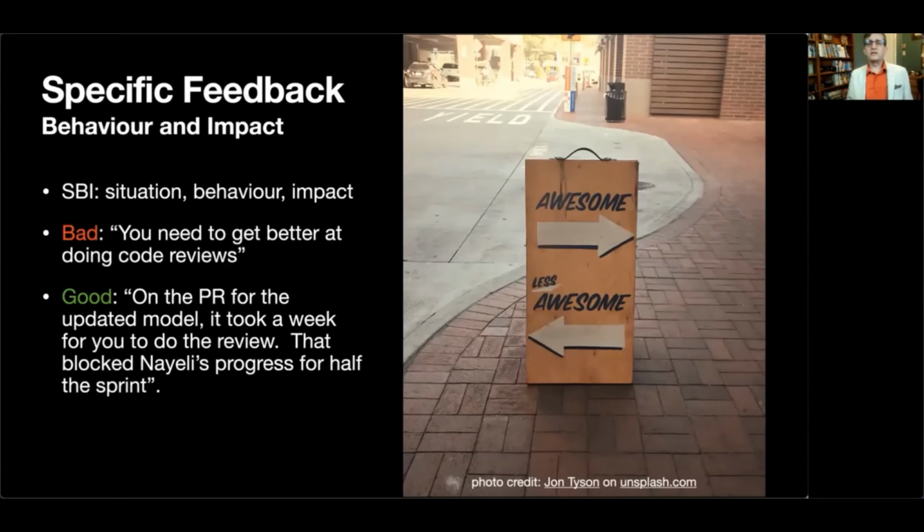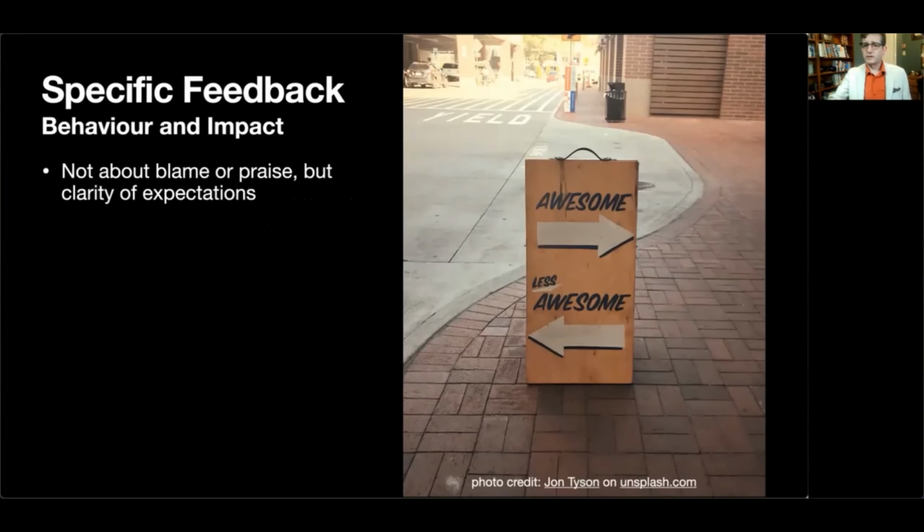Or rather than "you need to be better at doing code reviews," say, "On the PR for the updated model, it took a week for you to do the review. That blocked Mayeli's progress for half the sprint." None of this is about blame or praise. It's about clarity of expectation and nudging people towards those expectations in the future. Your team members deserve to know what the expectations are, and they deserve to know whether they're meeting them.